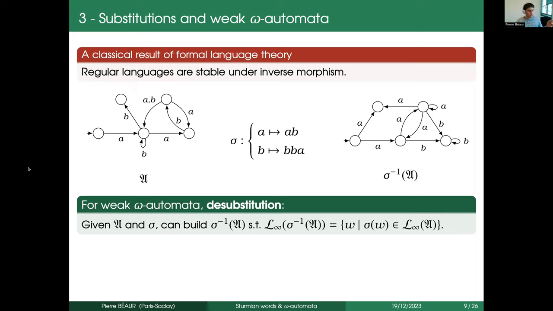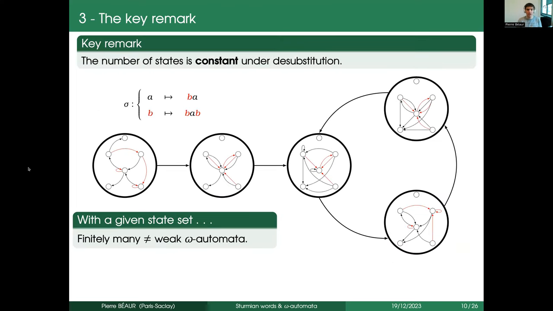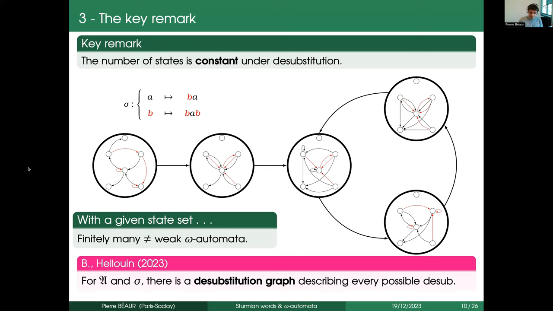Okay, so why do I bother with this? I have omega automata, I can desubstitute them. Okay. A crucial information in what I did in this construction is that the number of states is constant under the substitution. So if I take my omega automaton, I will have to loop at some point, because there's only a finite amount of distinct weak omega automata with a given state set. So what it means is that I can build a kind of graph which describes every desubstitution of the original automaton through sigma.